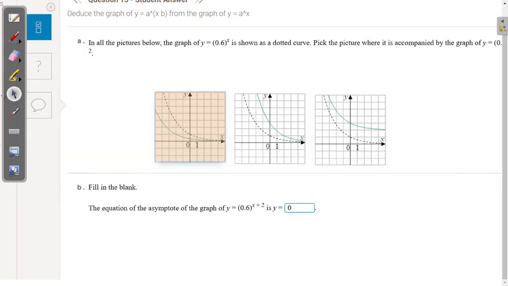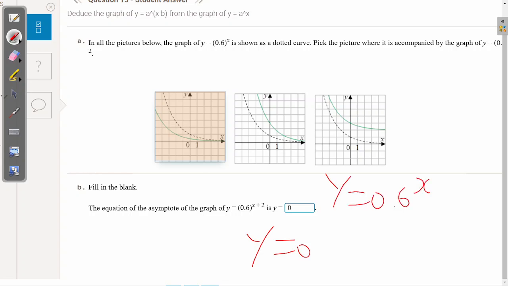The equation of the asymptote of the graph of y equals 0.6 power x plus 2 is what? The original asymptote of any exponential function will always be y equals 0, unless it is y equals 0.6 power x plus 3, let's say. So the asymptote is 3. If it was minus 4, it will be y equals negative 4. So when it's just like this, or plus 2 on the x, assume it's like plus 0, right? So it's y equals 0.